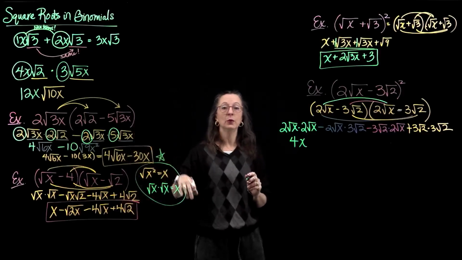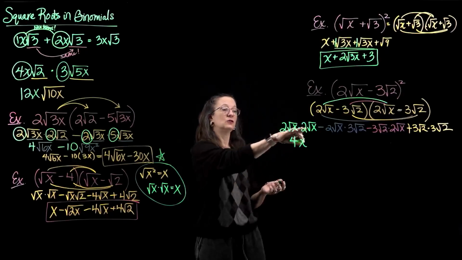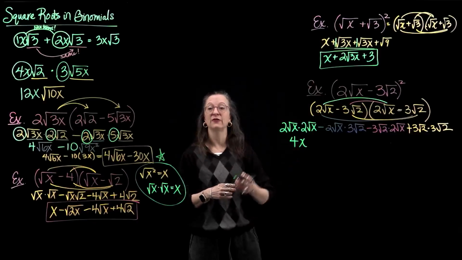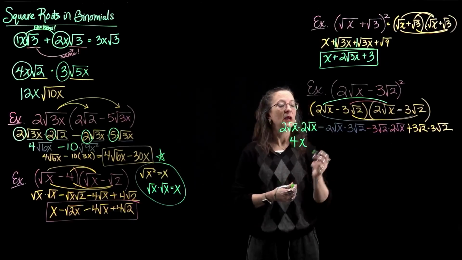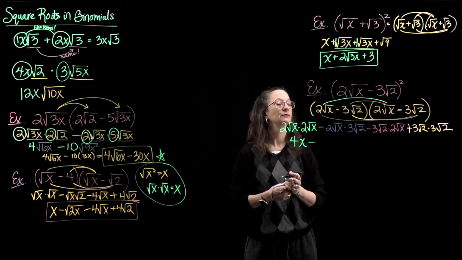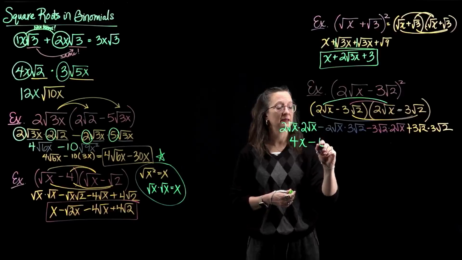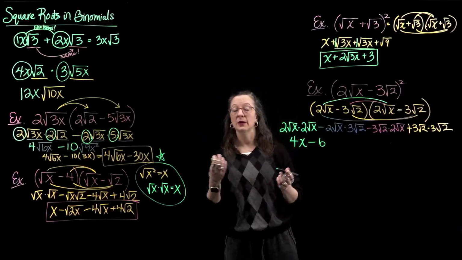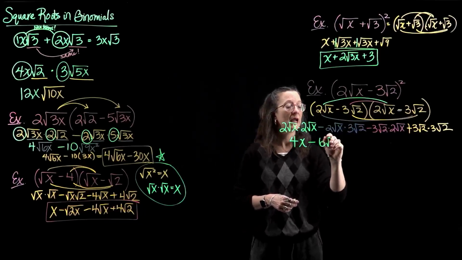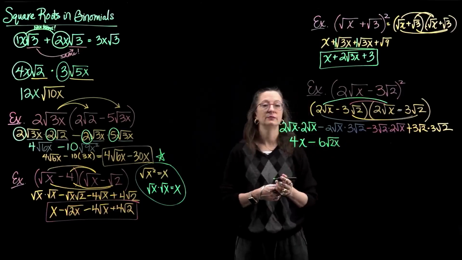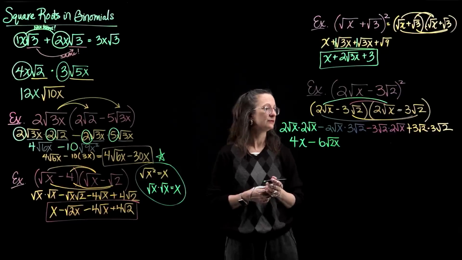This is going to be very important as you are simplifying square roots. All right, so my first term is done. I just have a 4x. All right, let's move to this next one. I'm going to keep the minus. Multiplying the outsides together, 2 times 3 gives me 6. Multiplying the square roots together, I have square root of x times square root of 2 is square root of 2x. All right, that one's done.